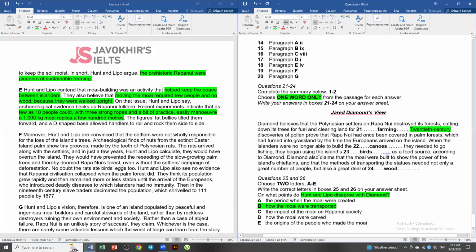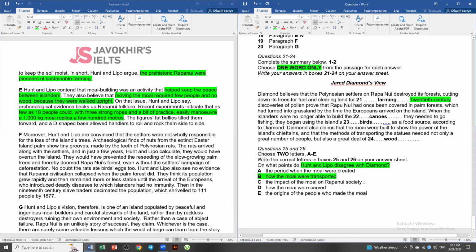There we go. Yes, finally the answer: the impact of the Rapa Nui society. So they're saying that they were not wholly responsible for that. It was because of the rats, Polynesian rats, that came in with the settlers.